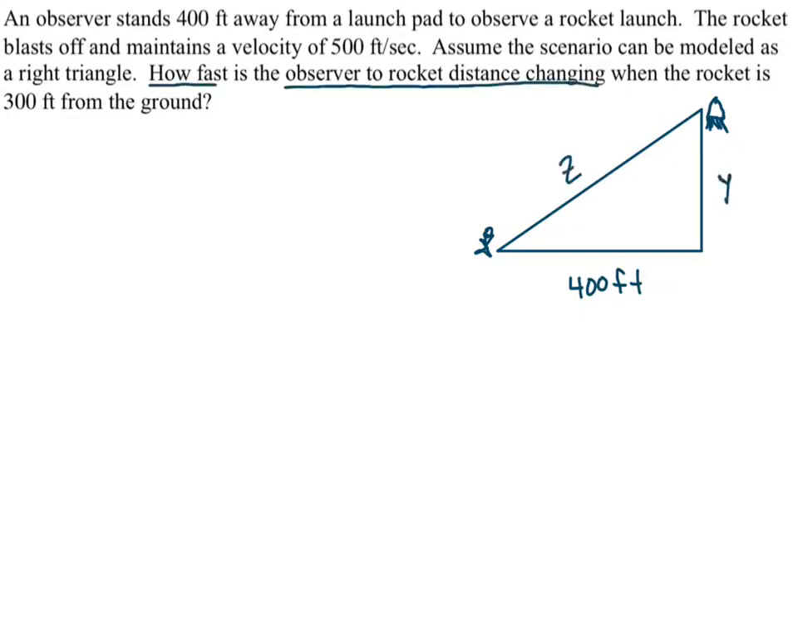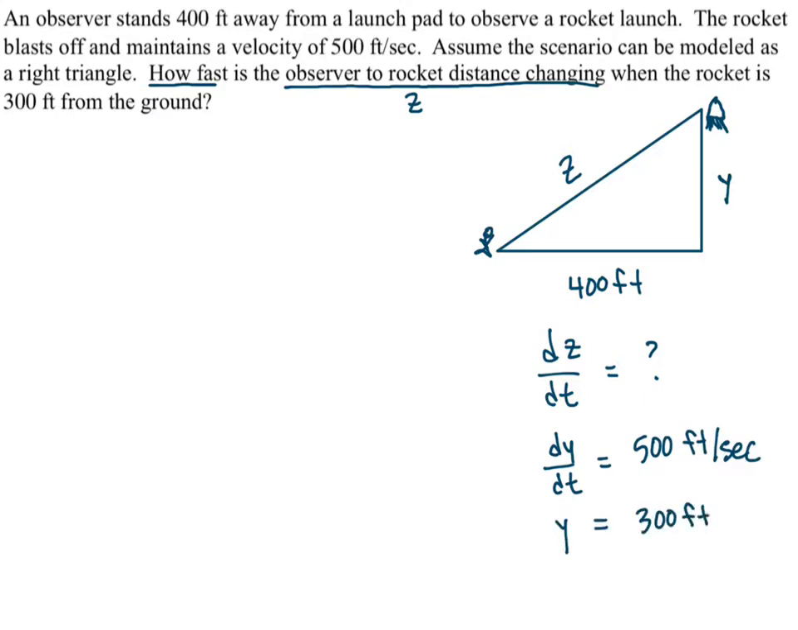And then the rocket, we're going to call that height y. We're going to call z, the hypotenuse, the distance from the observer to the rocket, and that will change as the rocket flies up. That z is going to get bigger. So they want me to find out what is dz/dt, how fast is that changing, specifically when the rocket is 300 feet from the ground. So dy/dt, the change in height of the rocket, is going to be 500 feet per second, and then once again freezing it right at 300 feet for this one.